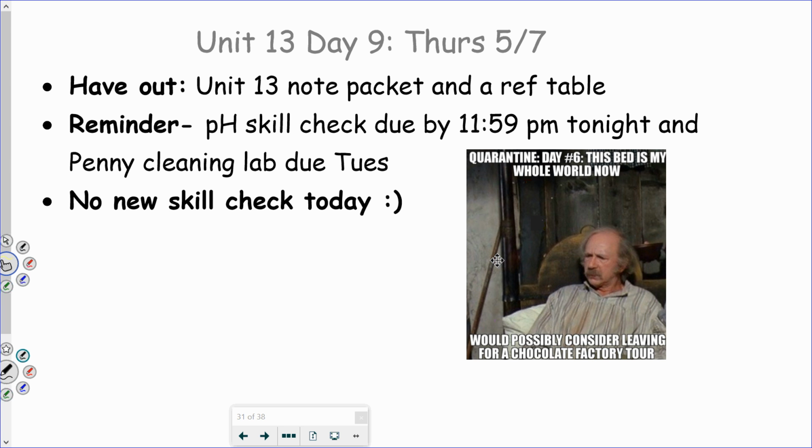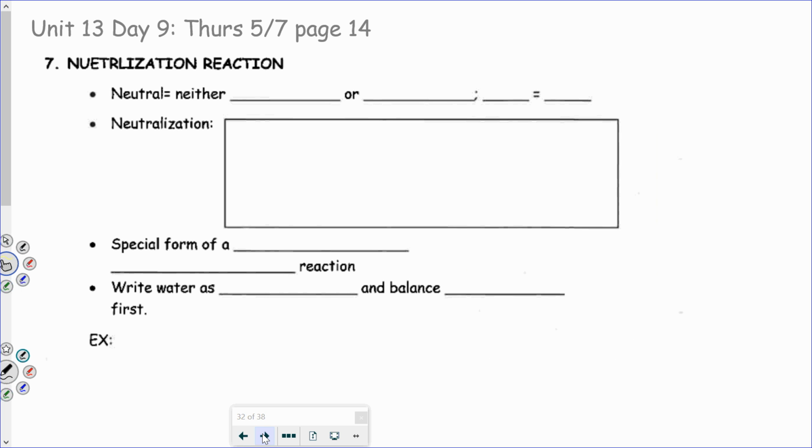So you're going to need your notes out to page 14. It might be helpful also to have a colored pencil or a colored pen, just one. I'm going to use red for mine. So today what we're going to do is we're going to talk about something called neutralization.